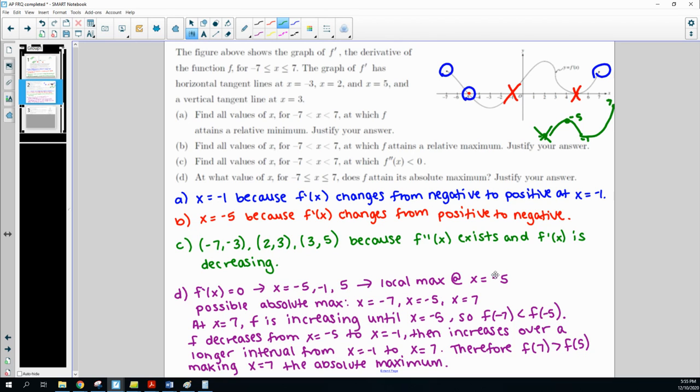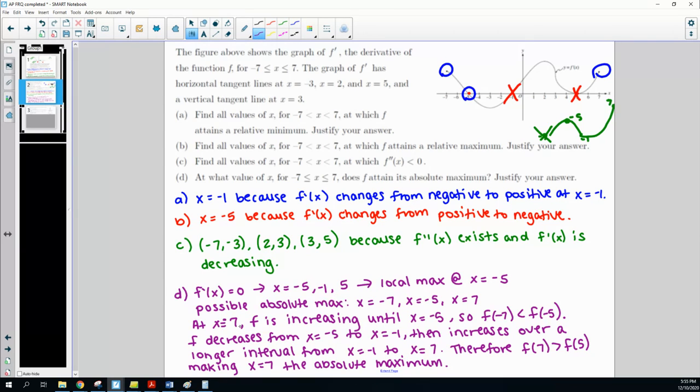And I know I have a local max at -5. So my possible absolute maxes are going to be -7, -5, and 7. Right? My endpoints and my maximum critical point. At x equals 7, that should say as f equals -7, sorry.